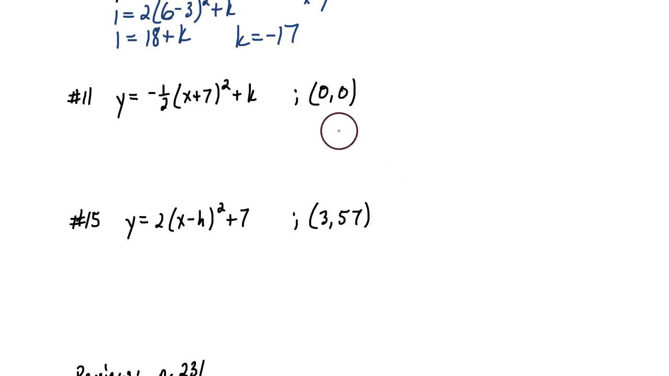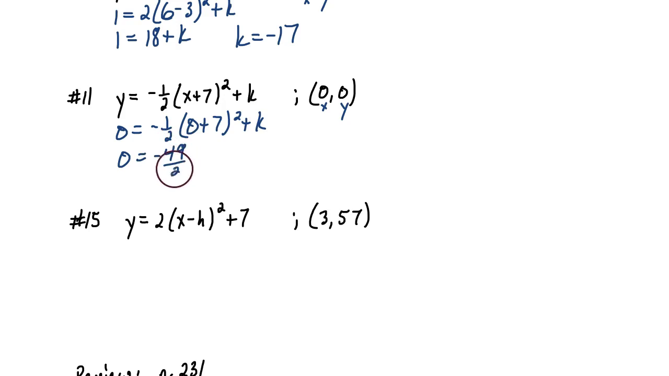Number 11, same idea. Let's fill in 0 for x and 0 for y. And then solve this equation for k. 0 plus 7 is 7. 7 squared is 49, and negative 1/2 times 49 is negative 49 over 2. Now add 49 over 2 to both sides to get the answer for k.